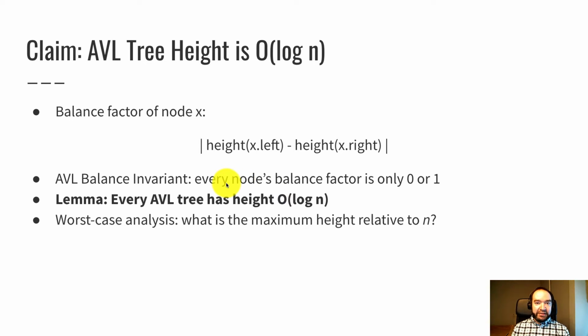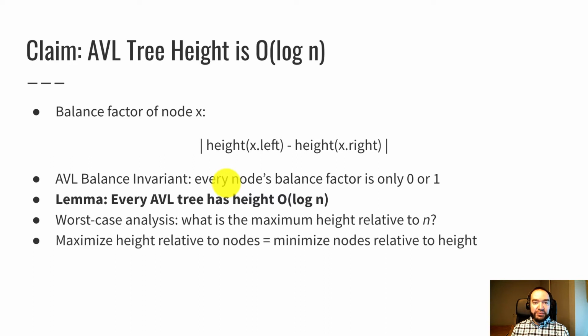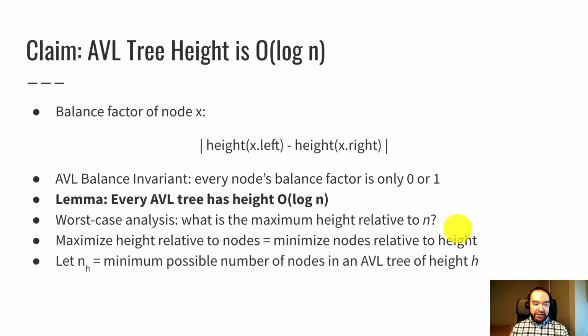And we could analyze that directly. It turns out to be kind of tricky and makes for an awkward argument. So instead, we're going to look at minimizing the nodes relative to the height. So these are logically equivalent. Maximizing the height relative to nodes is the same thing as minimizing the nodes relative to height. So instead of saying for a given n, what's the maximum possible height we're going to get, we're going to say for a given height, what's the minimum number of nodes it takes to get that height.